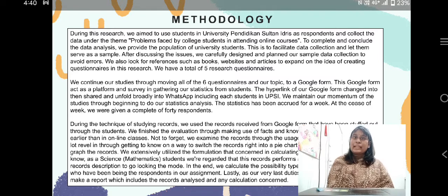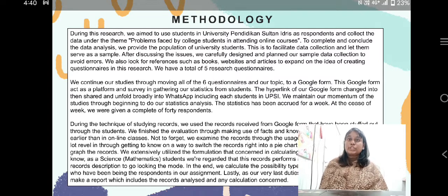The Google Form acts as a platform and survey for gathering our statistics from students. The hyperlink of our Google Form was shared in chats and spread widely on WhatsApp, including to each student in UPSI. We maintained our momentum by beginning our statistical analysis. The data was collected for a week. At the 6th week, we had a total of 40 respondents.